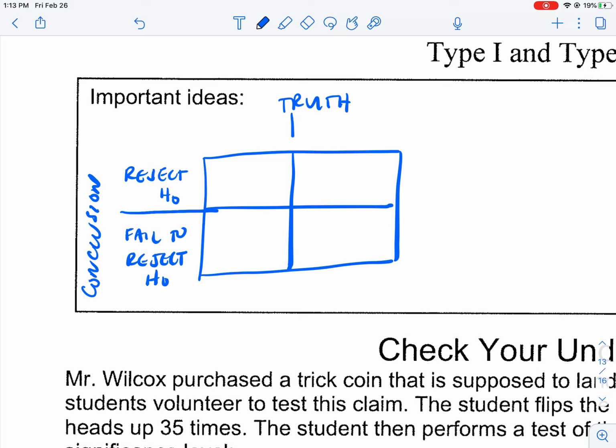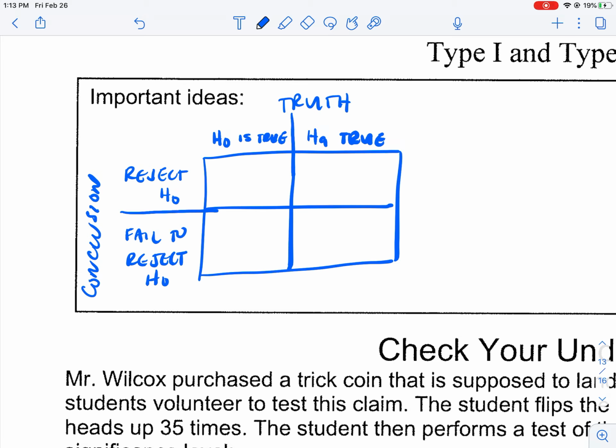Well, that is separate from the truth. So what I mean is there's a possibility that we get the right answer and make the wrong conclusion. There's a possibility that we get the wrong conclusion and make the right answer. So the truth is either H sub 0 is true or H sub A is true. So those are the only two things that happen. So either H sub A is true or H sub 0 is true.